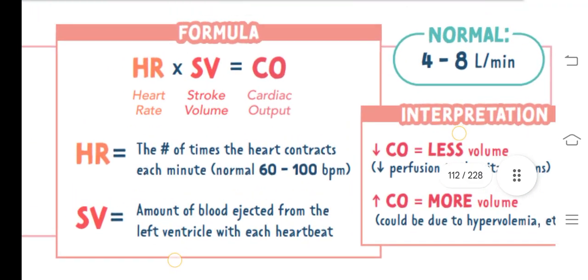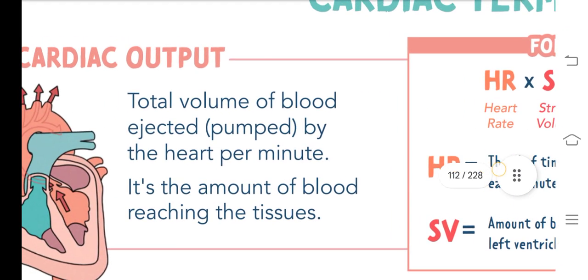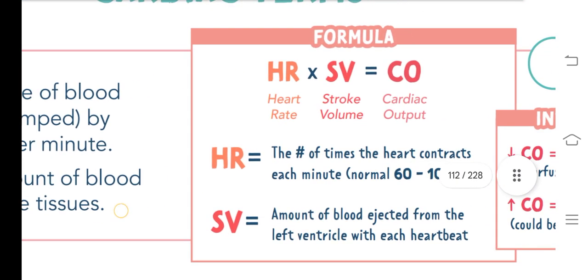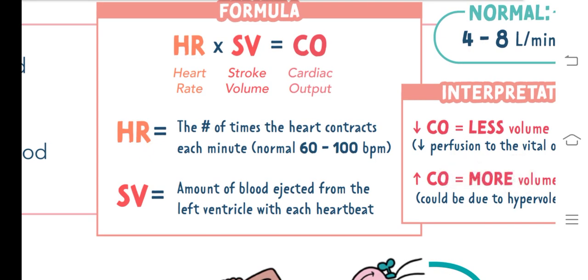Then we have their formula. For cardiac output, if you are going to calculate the value of cardiac output, you have to multiply the heart rate and the stroke volume. Then you will get cardiac output.